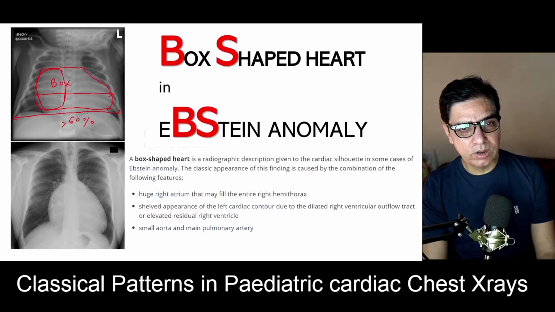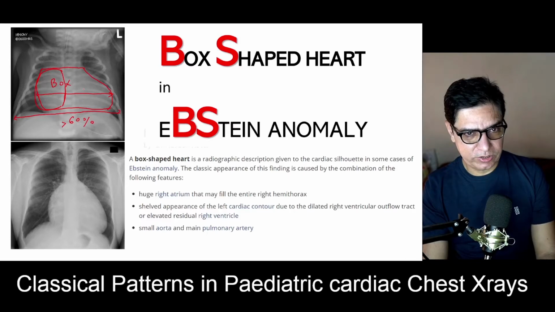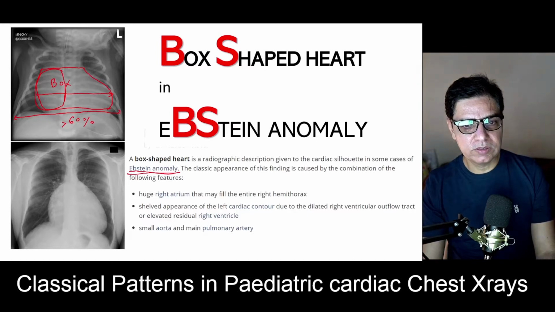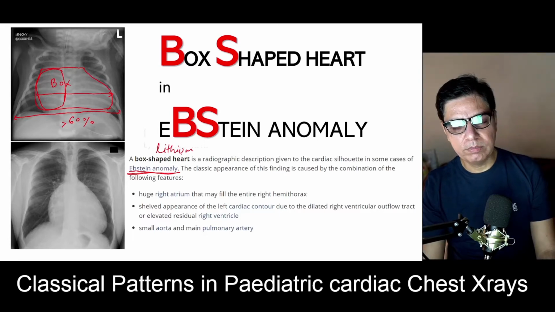So this box-shaped appearance of the cardiac shadow on a chest X-ray, especially a neonatal one, is very much indicative of Ebstein anomaly. And one of the reasons that causes Ebstein anomaly is use of lithium. And lithium is a drug which is used for bipolar disorder.